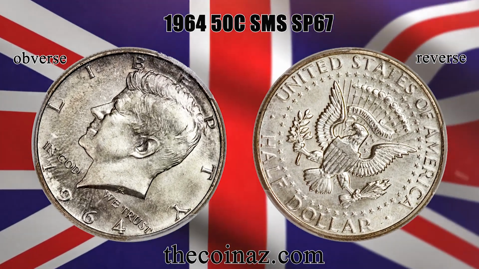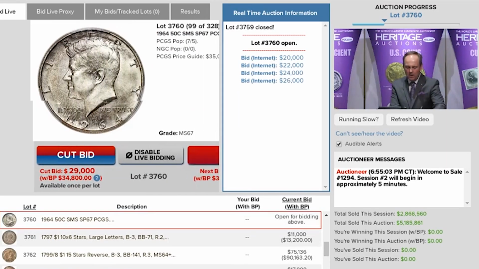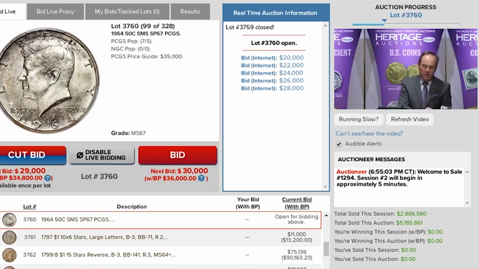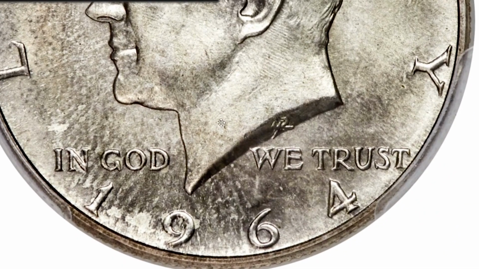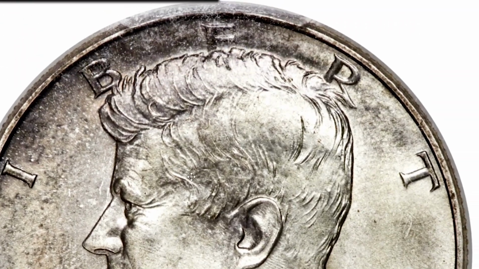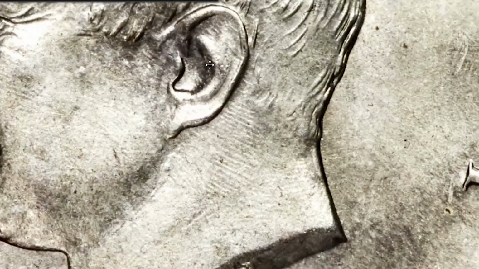Ladies and gentlemen, the most expensive Kennedy half dollar ever sold at Heritage. Nice coin, a stunner. All right, you want Kennedys? Who would have thunk it? We got a 64 Specimen 67. PCGS has a 1964 SMS Kennedy half dollar. This coin represents the rarest issue by far in the series.